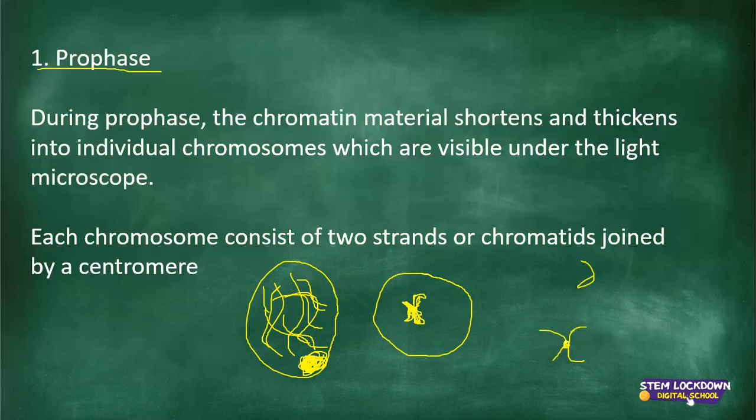And then at the center there, it would be what? These 2 chromosomes, this chromosome and that chromosome, will be joined together by a centromere. Centromere is that part here. That's the dot in the center. So that's what they mean by the chromatin shortening and thickening. That is what's happening here in the prophase.